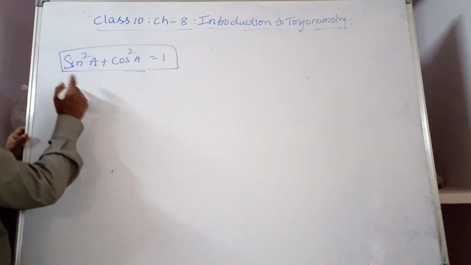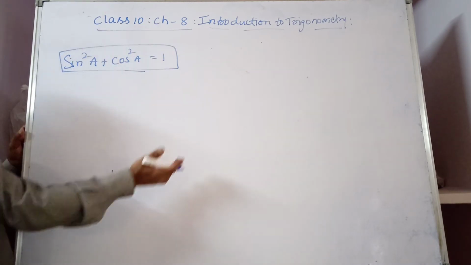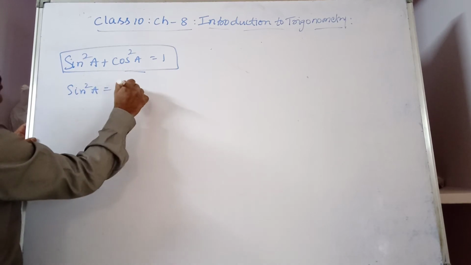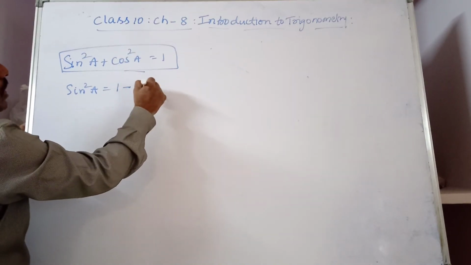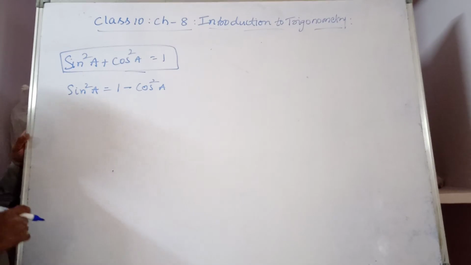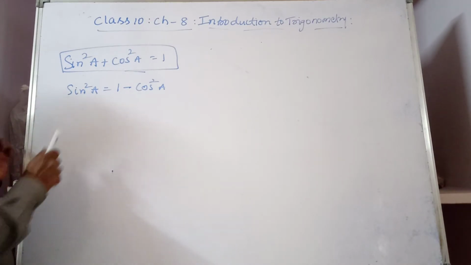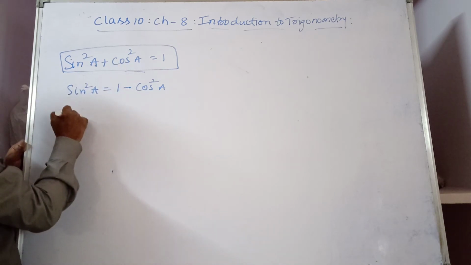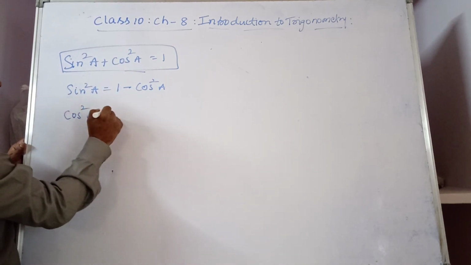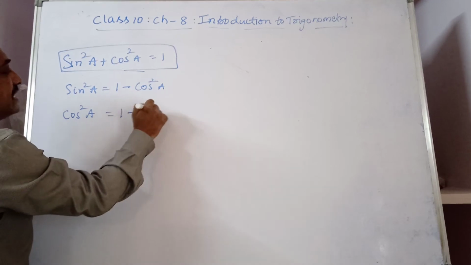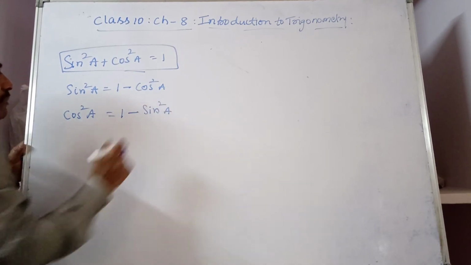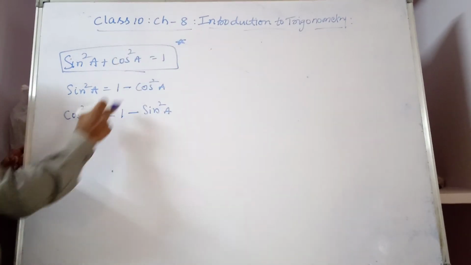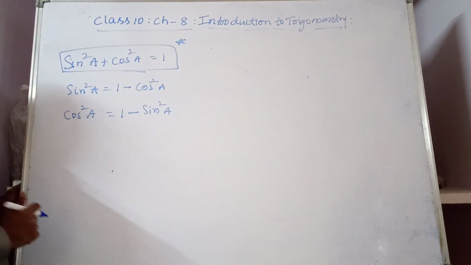We can write it as, transpose cos square A to that side, sin square A is equal to 1 minus cos square A. Similarly, keep cos this side, cos square A is equal to 1 minus sin square A. So from the first identity, we are getting the other two identities.